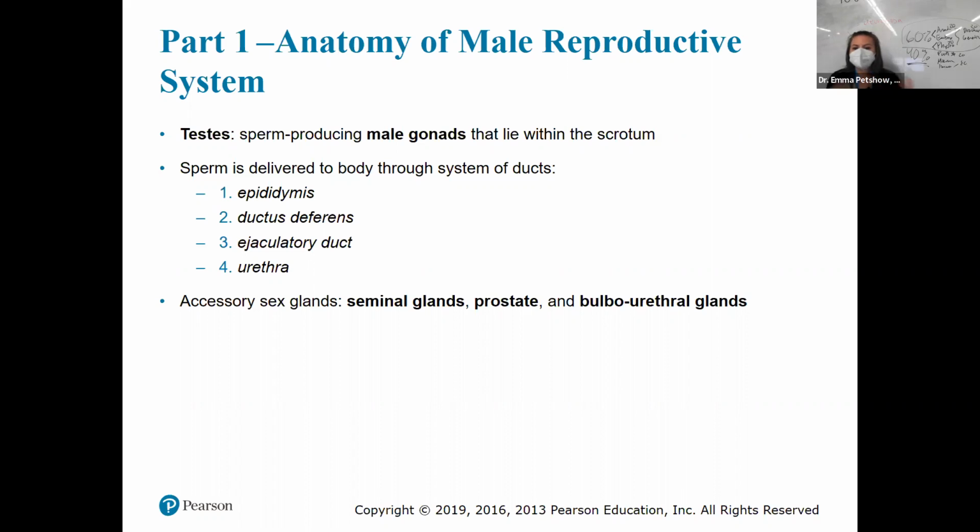So now we're going to get into a little bit of the anatomy of the male reproductive system. So again, we have our testes, our sperm-producing male gonads that lie within our scrotum. And sperm is delivered to the body through different ductal systems. So understanding those ductal systems, they tend to ask questions about this. So epididymis, ductus deferens, ejaculatory duct, and urethra. And then there's the accessory sex glands, the seminal glands, prostate, and bulbourethral glands.